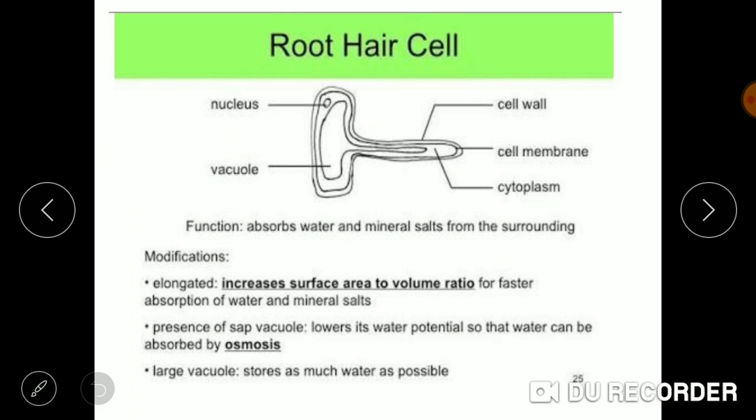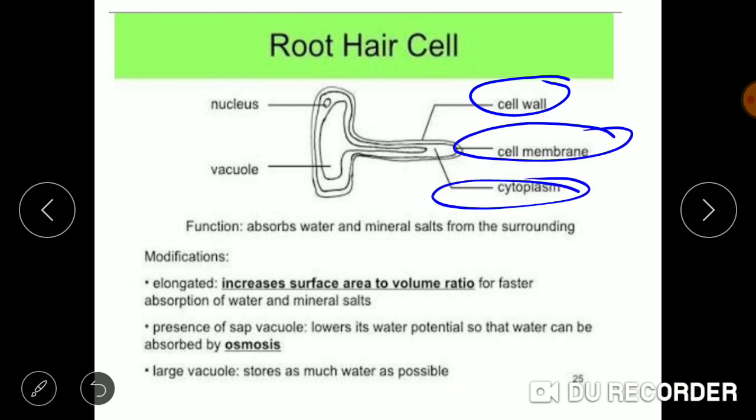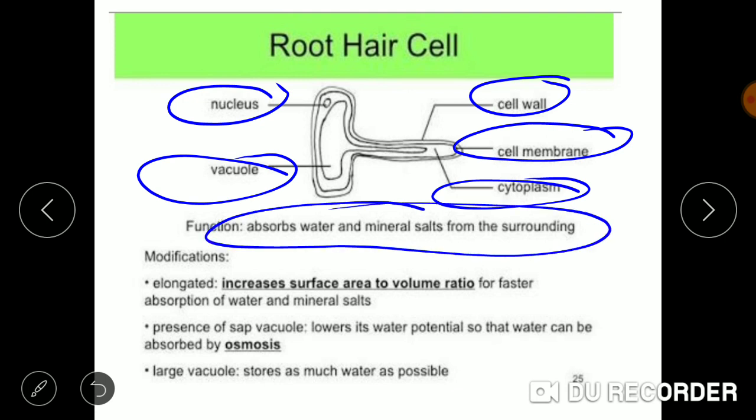Now we move on to the major modification of root, which is root hair. A root hair cell consists of a cell wall, cell membrane, cytoplasm, a large vacuole, and a small nucleus. Its major function is to absorb more and more water and minerals from the soil for the plant. It helps in increasing the surface area.